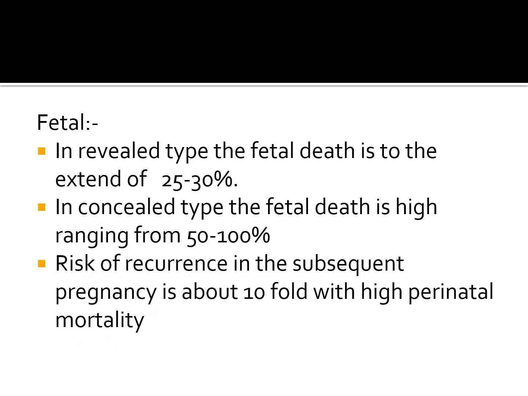Fetal prognosis in abruptio placenta: in revealed type, the fetal death is as high as 25 to 30%, whereas in concealed, the fetal death rate ranges from 50 to 100%. That is on a very high side. Other than that, the risk of recurrence in the subsequent pregnancy is 10 times, with high perinatal mortality. So from this clip, we can make out that abruptio placenta is definitely a more serious problem than placenta previa, because both maternal and fetal death rates are very high in this.